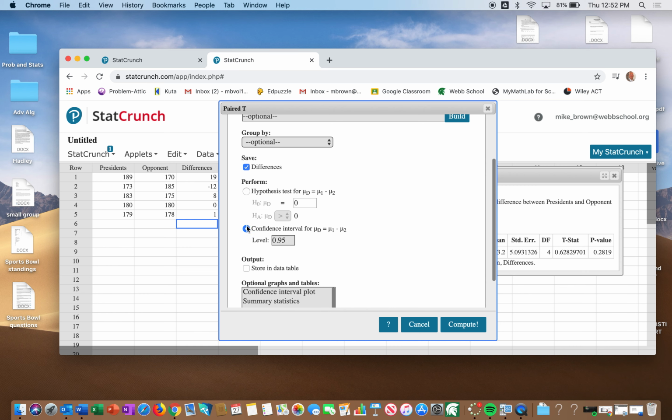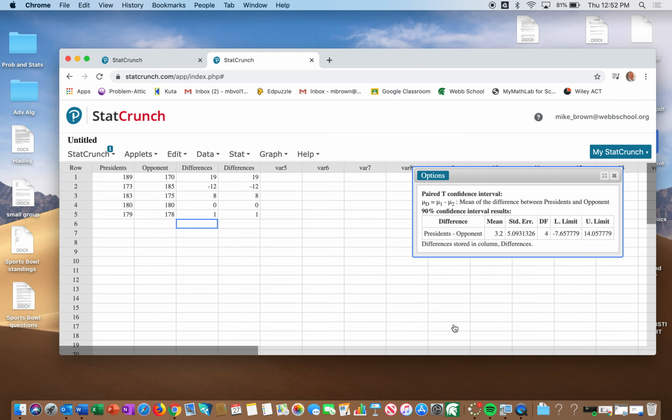So I'm going to do confidence interval, and this one said 0.05 significance level. So I'm going to use a 90% confidence level to do that one. And so I'm going to change that 0.95 to 0.90, and I'm ready to hit compute. And there's my lower and my upper limit. That would be my confidence interval right there.